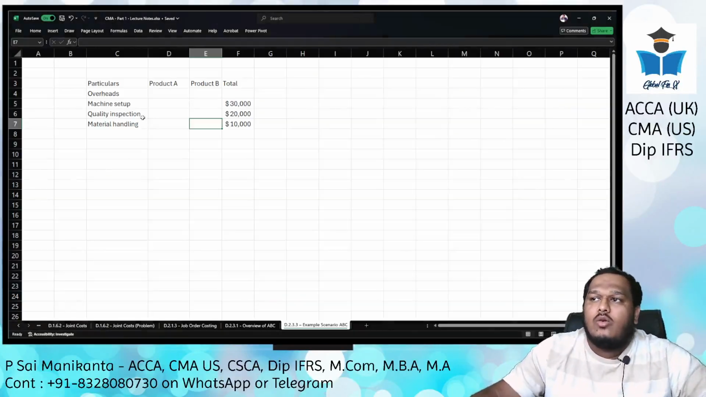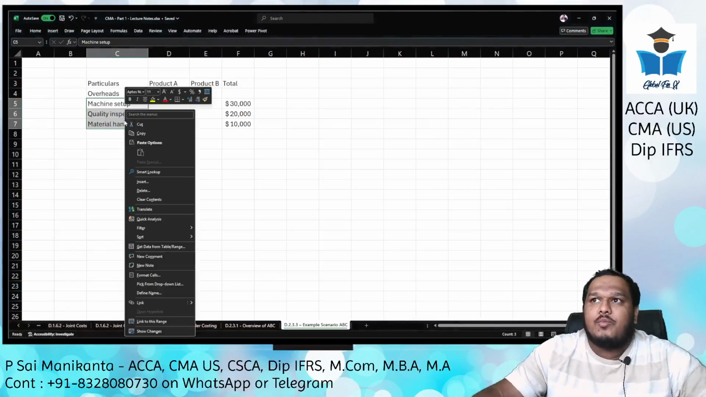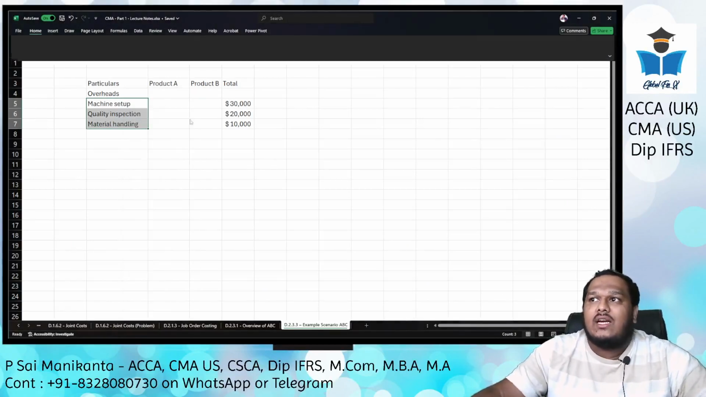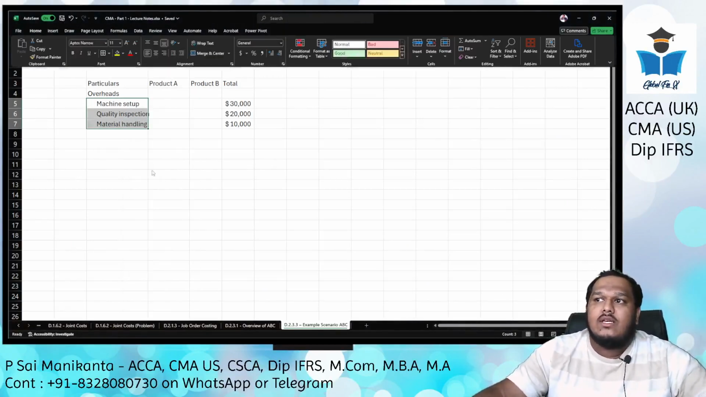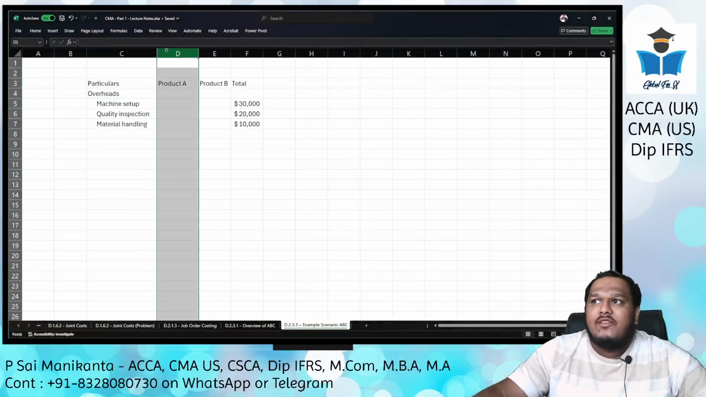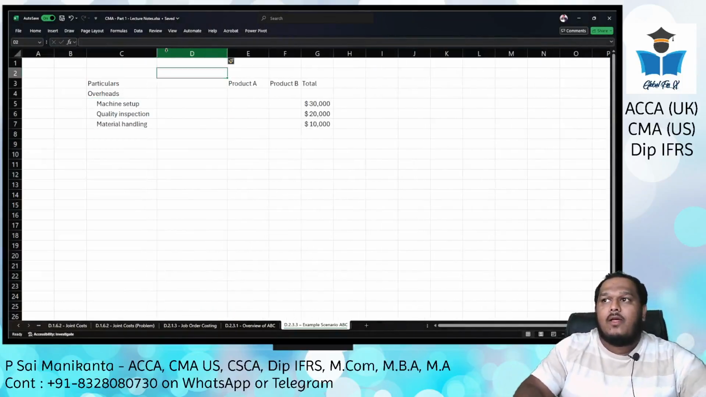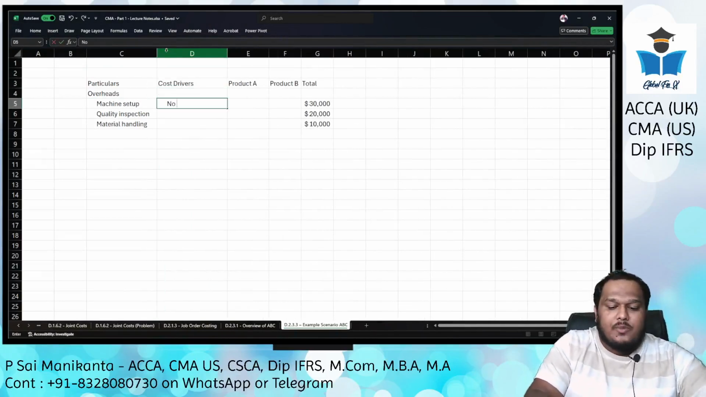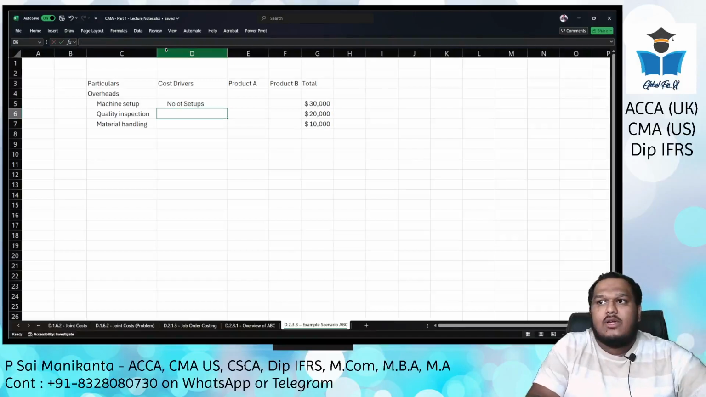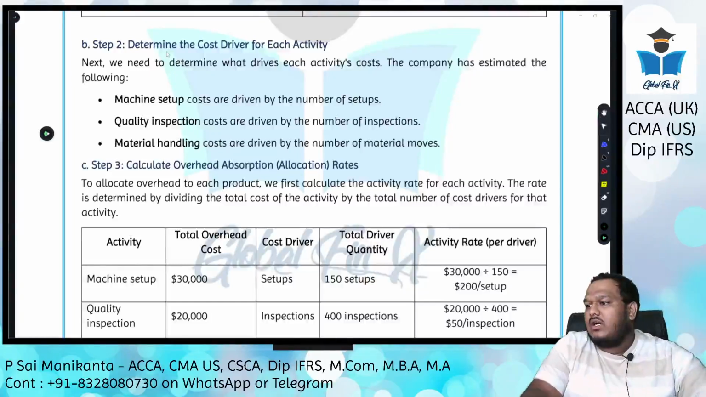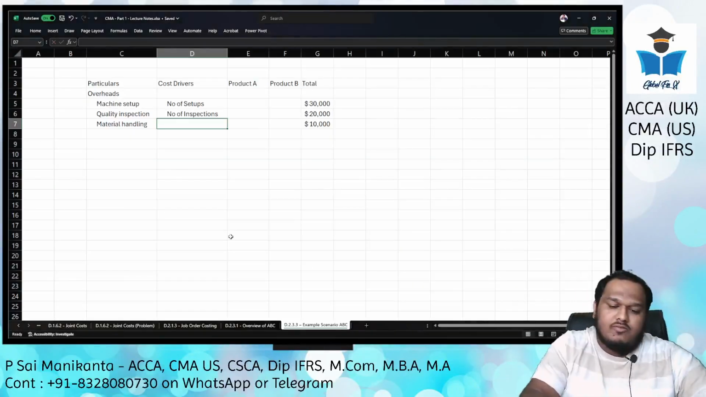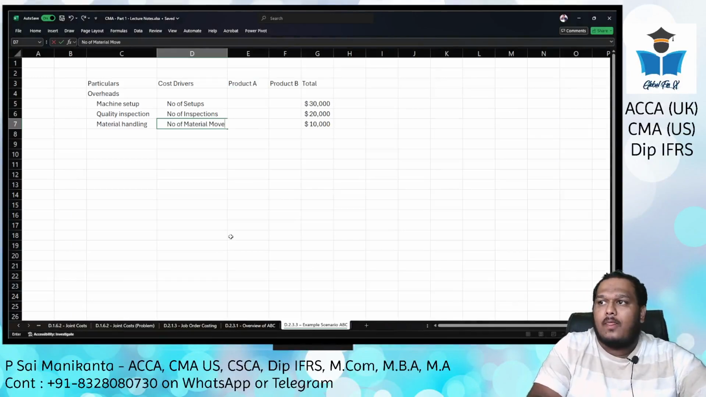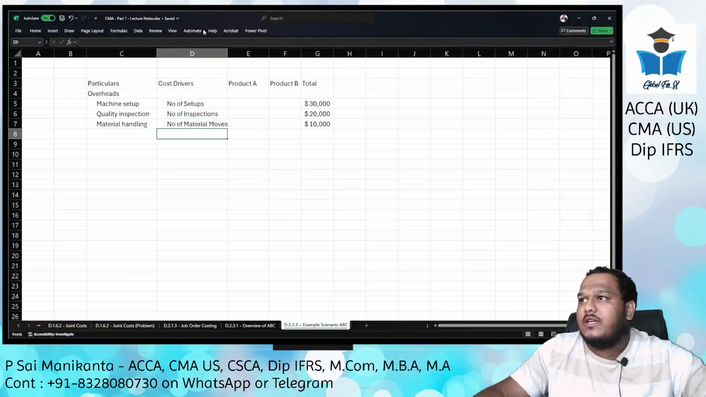Now for each of these, machinery setup, quality inspection and material handling, we need to identify the cost drivers. So what are the cost drivers? Machinery setup would be number of setups. For quality inspection, number of inspections. For material handling, I think that would be number of moves, the number of times material is moved from one place to another.